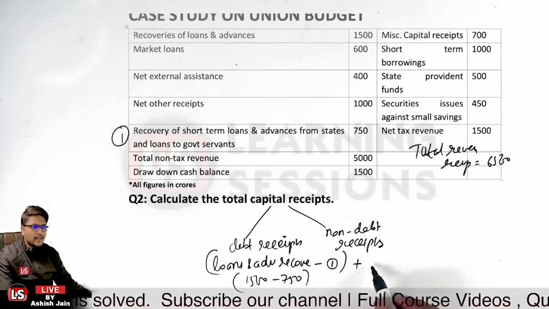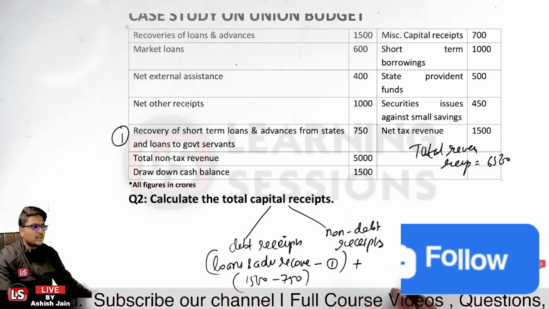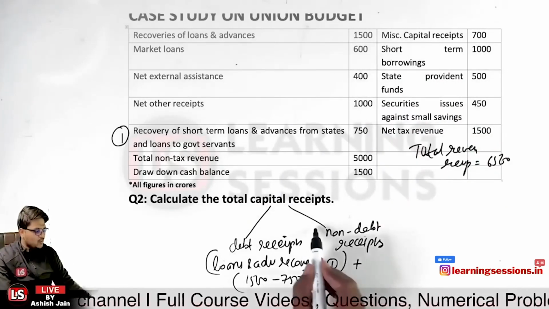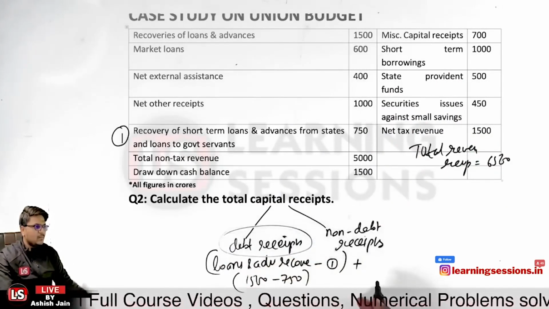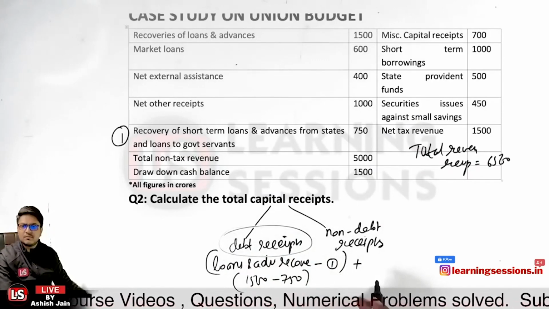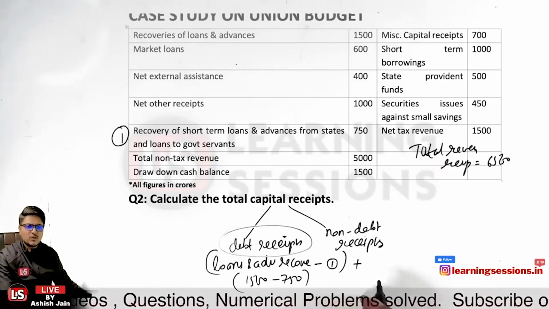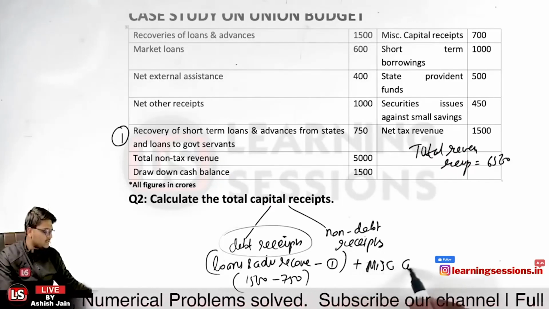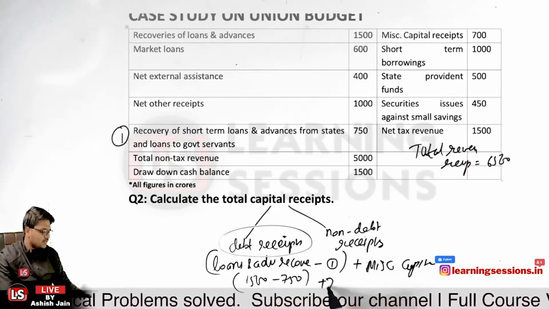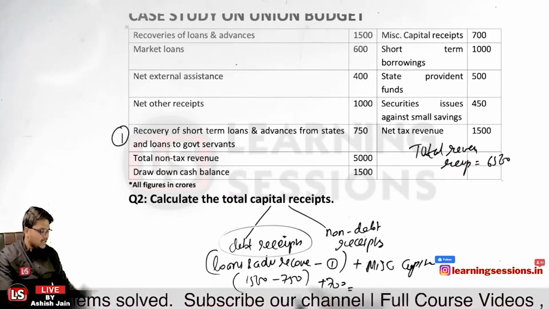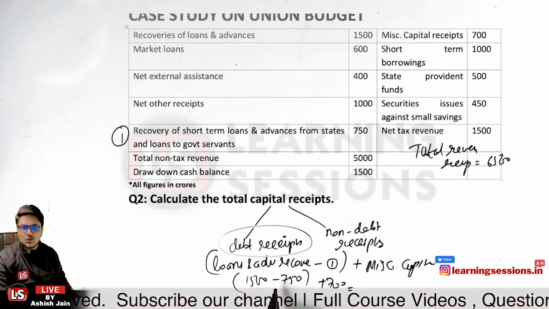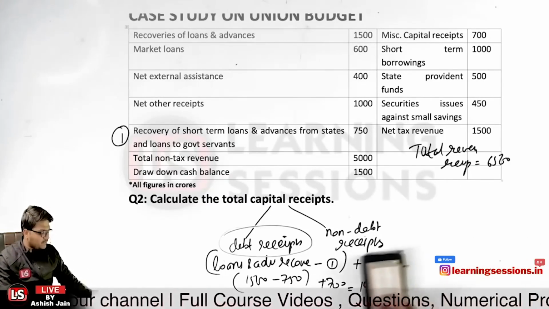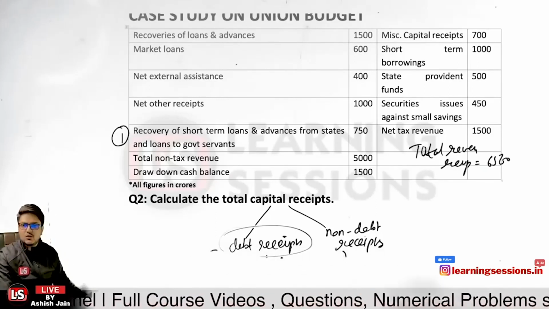And further we need to add the miscellaneous capital receipts which are mentioned over here. We are talking about the debt receipts only at this particular time. It is given to be 700, so it will be added up. 1500 minus 750 is equal to 750, plus 700, that is equal to 1450. So debt receipt is equal to 1450.